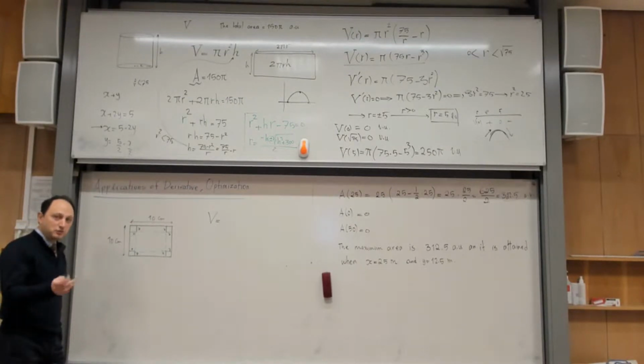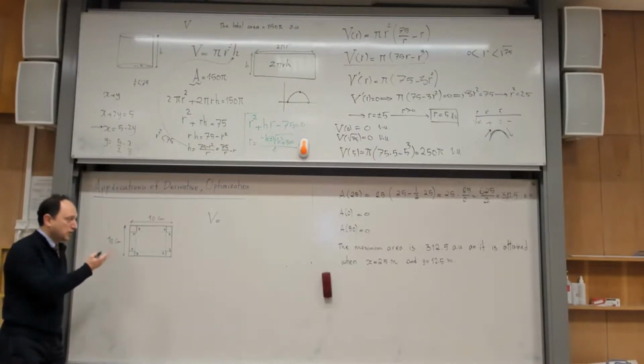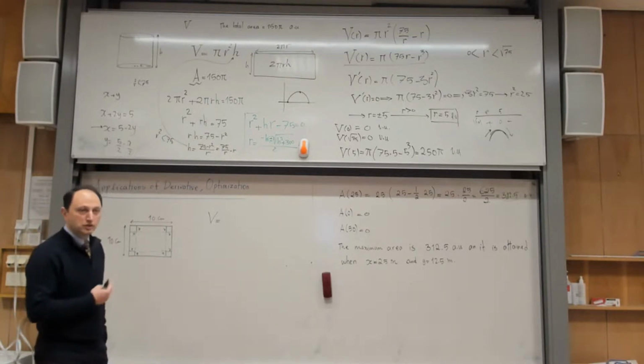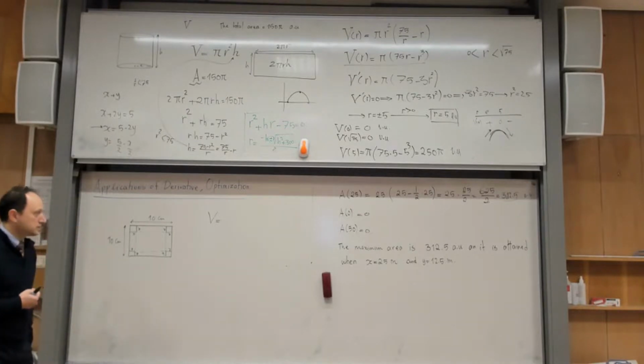Okay, let me just repeat what I told you. The first step, you have to write a function for your target quantity. Your target quantity is the quantity that you want to optimize. In this problem, volume is the quantity that you want to optimize. So you need to write a formula for it. So can you tell me what is the volume of that box?